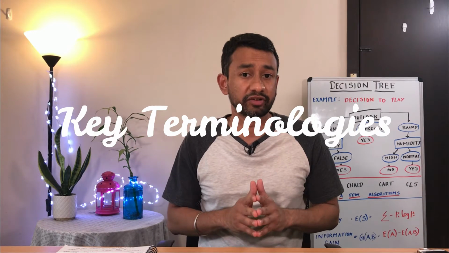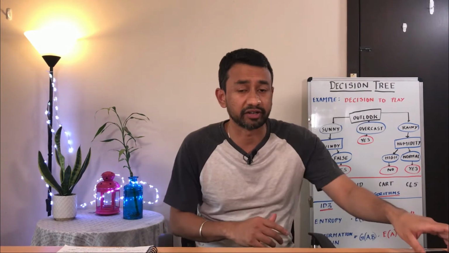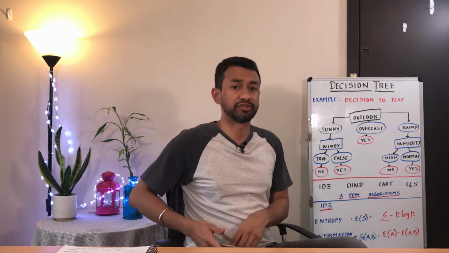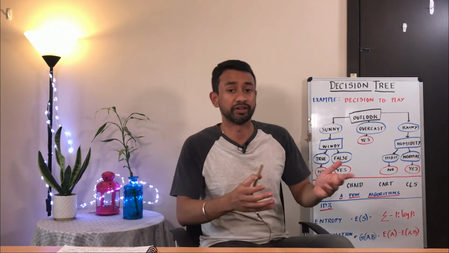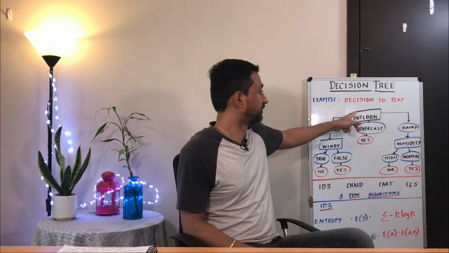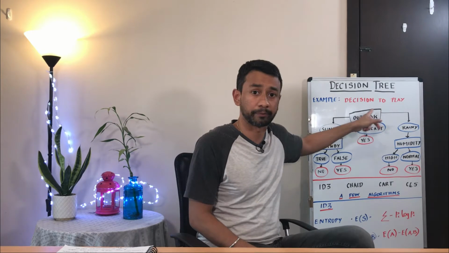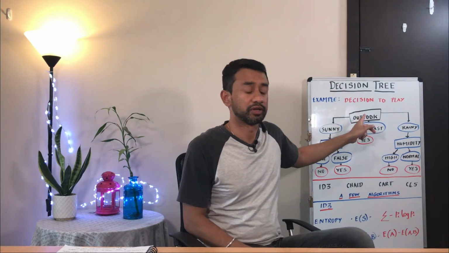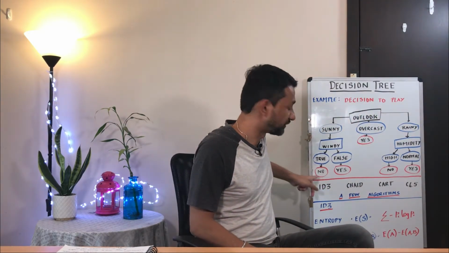Next, what are all the key terms that are commonly used while building a decision tree? Now let's move on to the board and see what the various terms are that are commonly used in a decision tree or while building a decision tree. The first one that you see on the top is the root node. And the one that you see on the bottom, the one with the red circles.